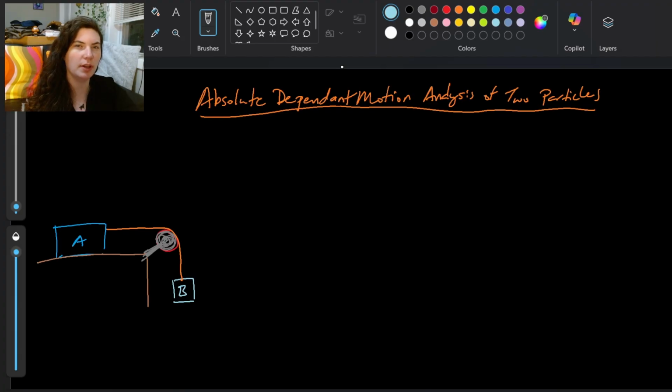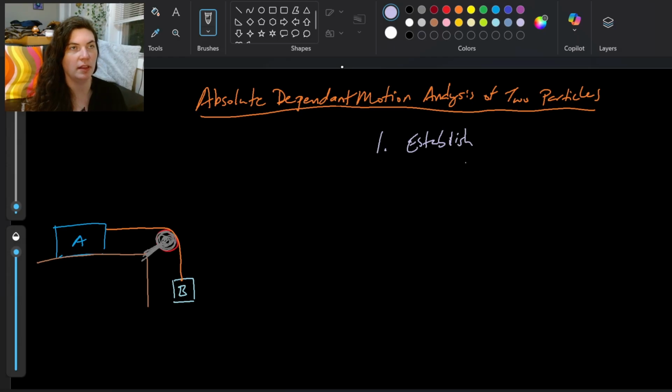I'll go through a procedure of how to approach these problems while looking at this little example system. What we want to do when we're trying to relate the movement of these two particles, A and B, is establish a coordinate system that has a fixed reference. So first step, establish a coordinate system.